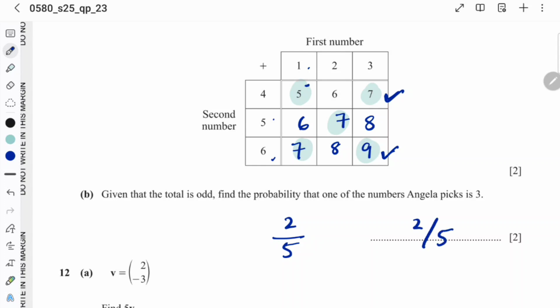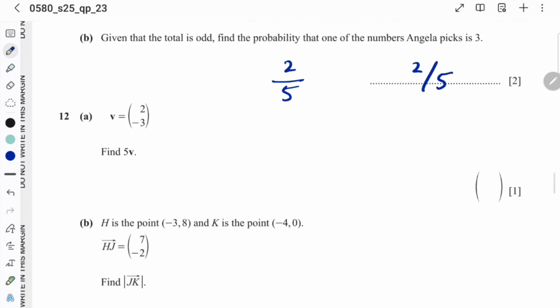So in this question, we found the odd numbers. There are 5 odd numbers in total, and in 2 of them one of the numbers added is 3. Okay, I hope you understood. This was a 2 marks question. Given that the total is odd, we have done this.